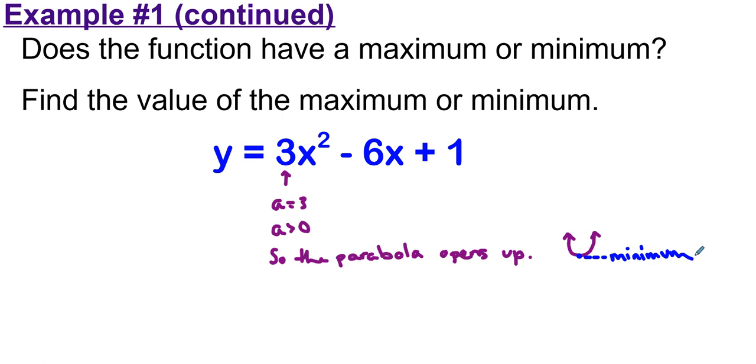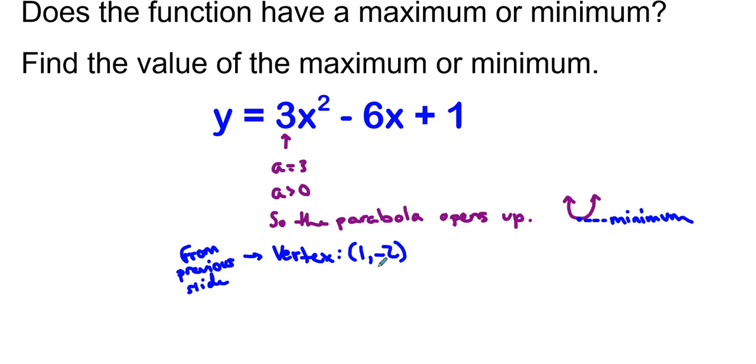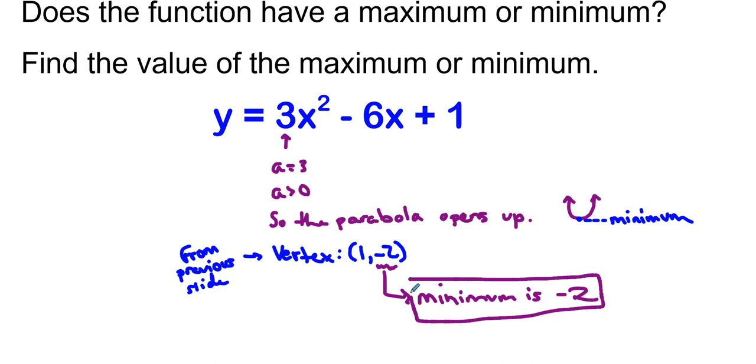So how do we find the value of the minimum? Well, we already know the vertex from the previous slide is 1, negative 2. So the height of the vertex is the minimum. So this guy right here, the minimum, is negative 2. So the graph has a minimum, and the minimum is negative 2.